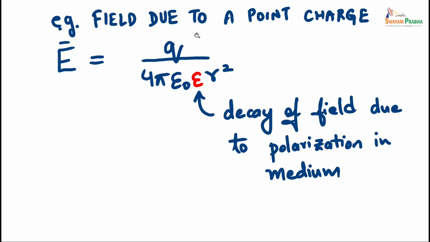As a result, if you consider a point charge and the electric field due to the point charge, that decays much faster due to polarization in the medium. That is, you bring in this dielectric constant or relative permittivity, epsilon. Now the field, which in vacuum went as 1 by 4 pi epsilon naught r square, will now go as 1 by 4 pi epsilon naught epsilon r square. Epsilon is greater than 1.